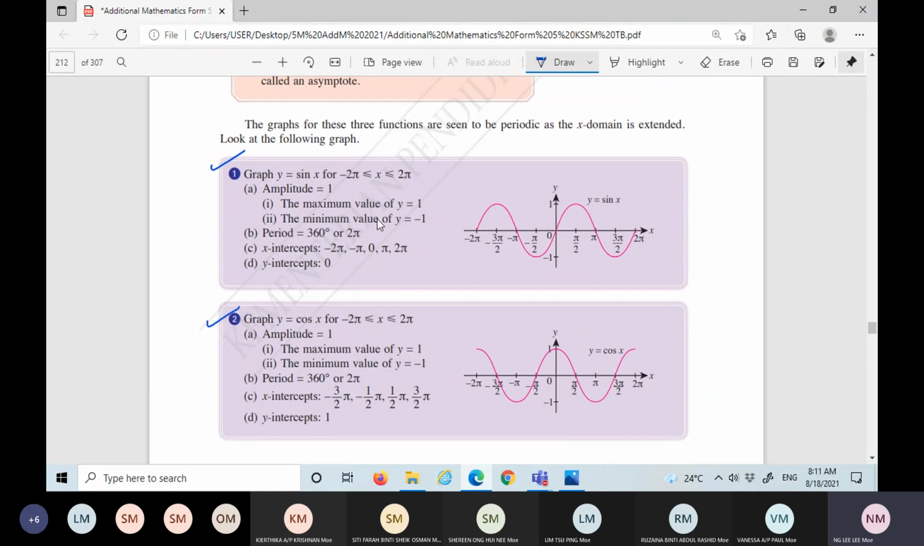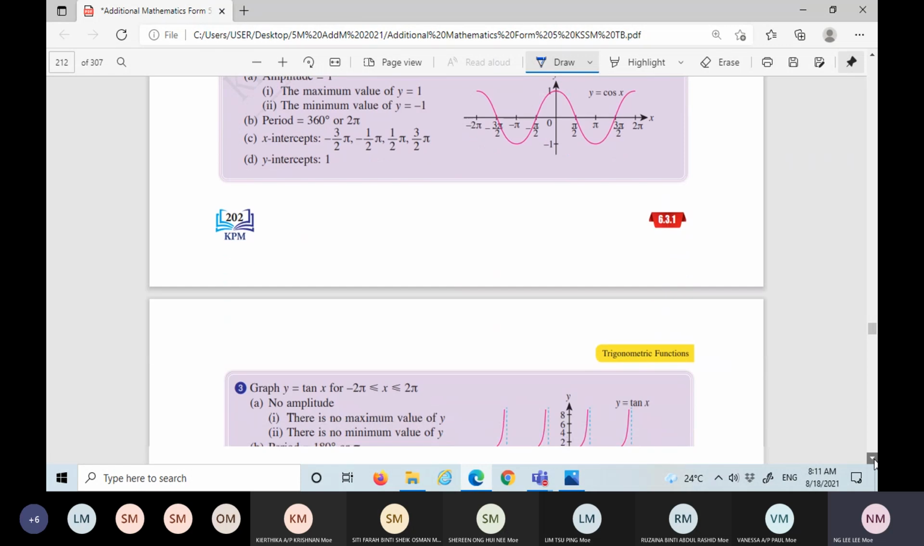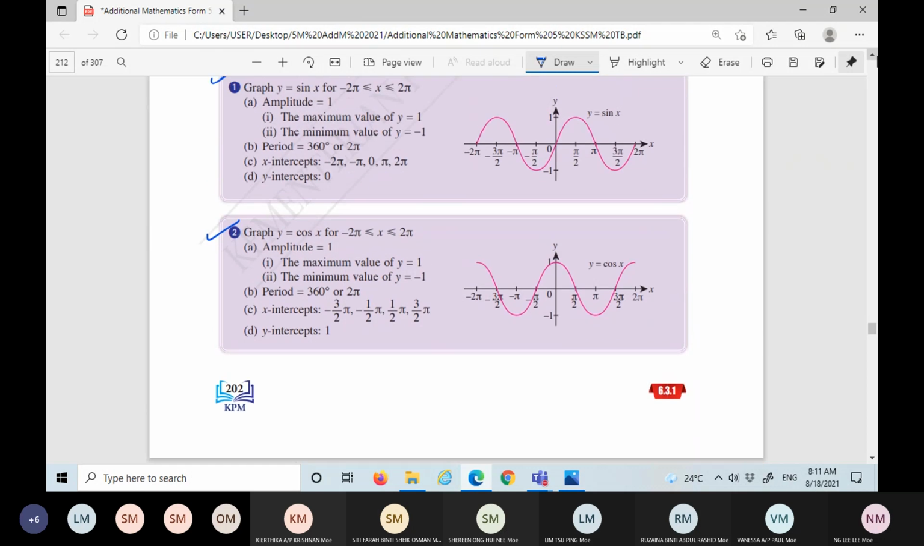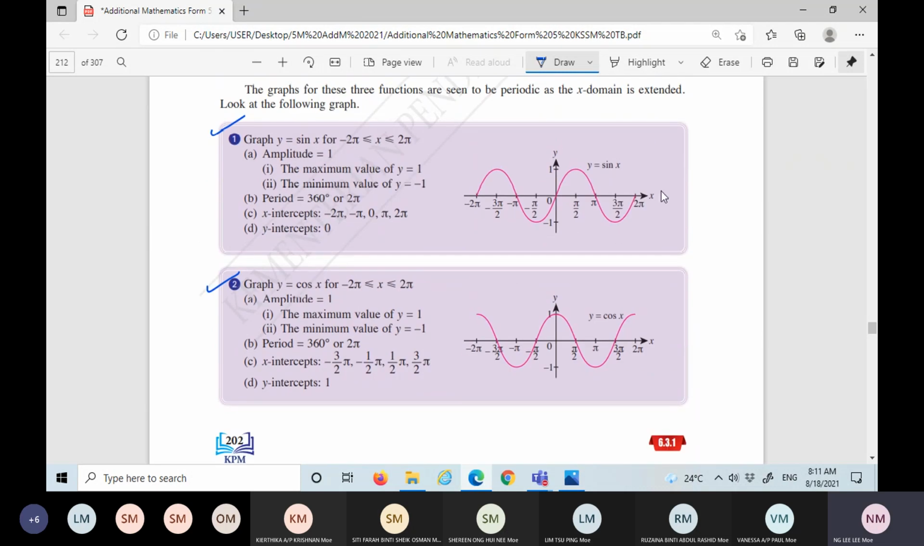Okay, now we go into detail: the sine x graph, the cos x graph. And then after that, number 3 is another page, which is the tangent x graph, plus the graph itself.